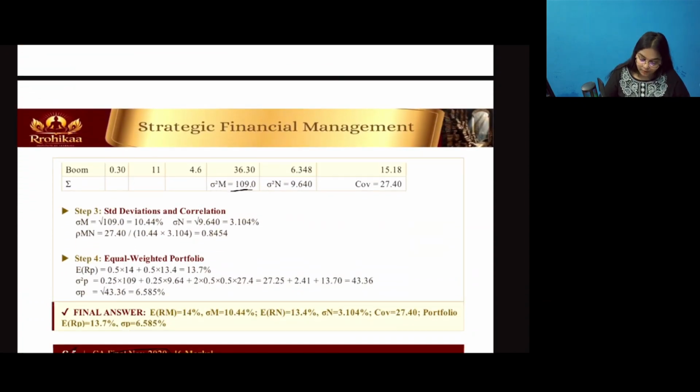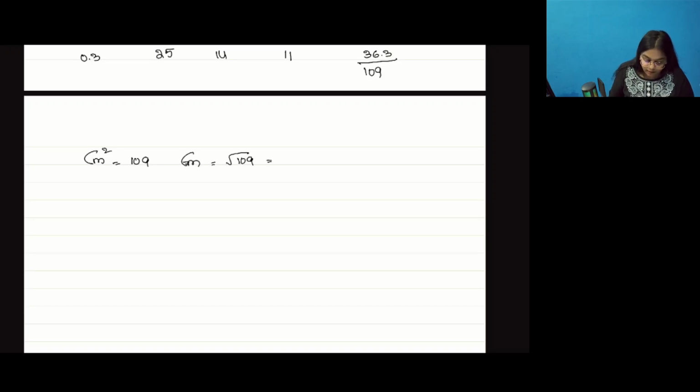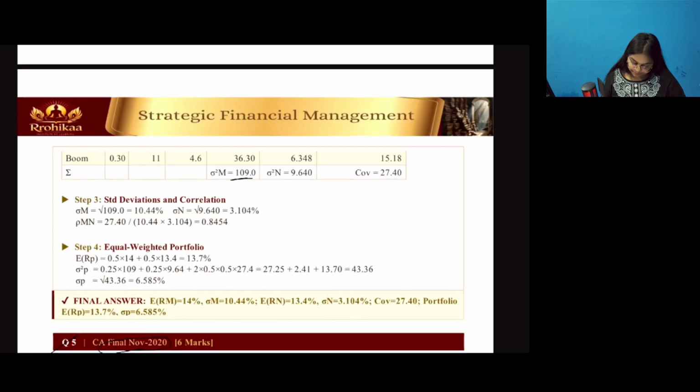So sigma m square equals 109. Standard deviation, that is sigma m, equals square root of 109, 10.44.